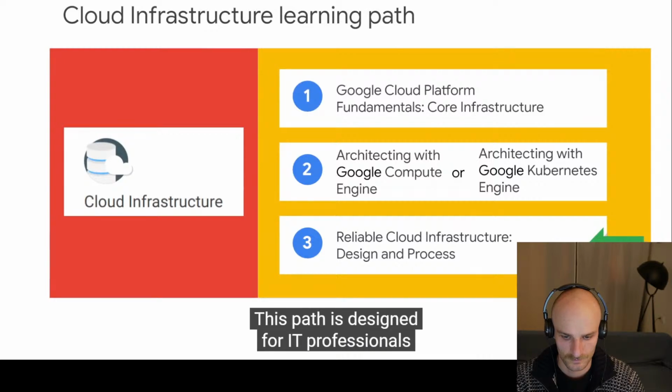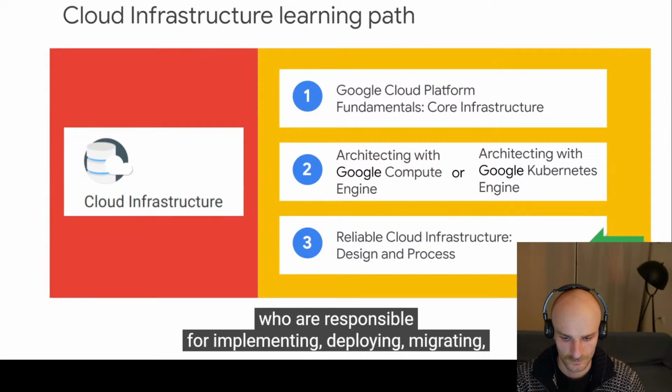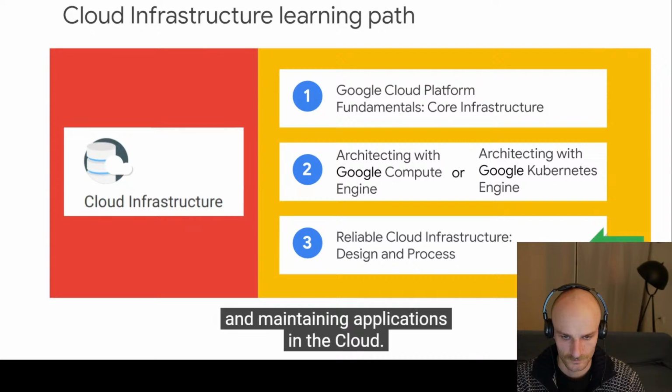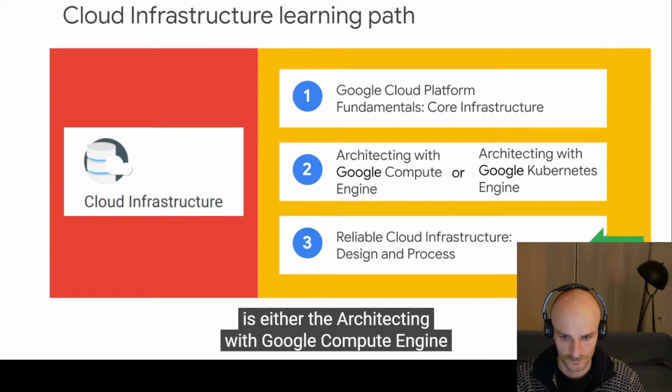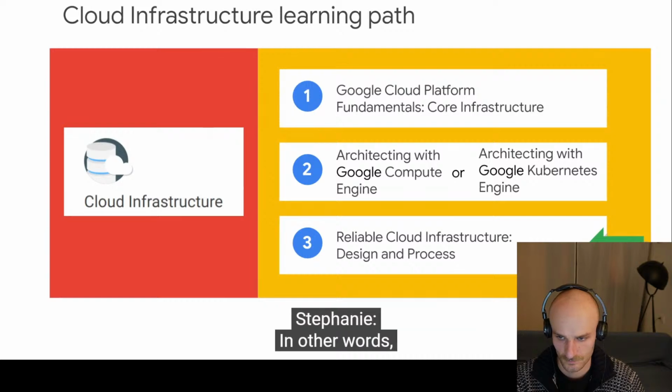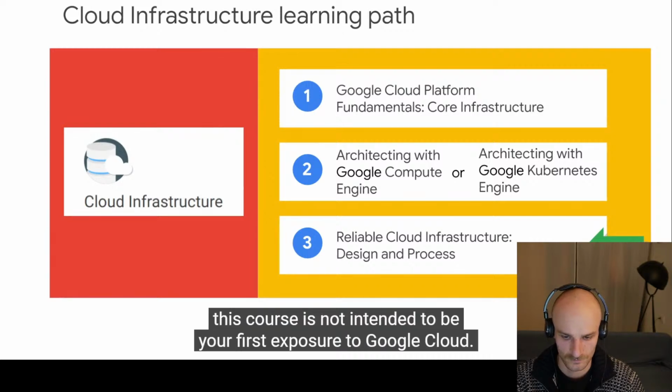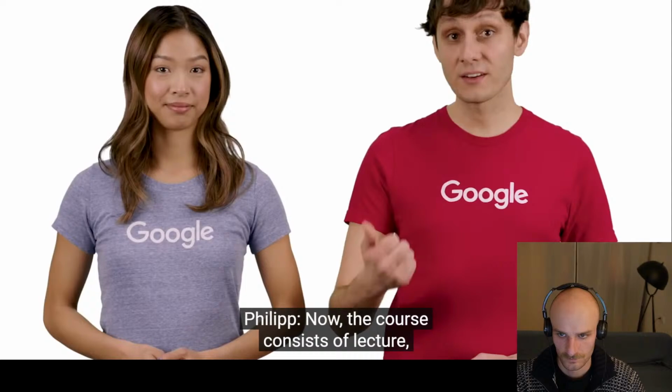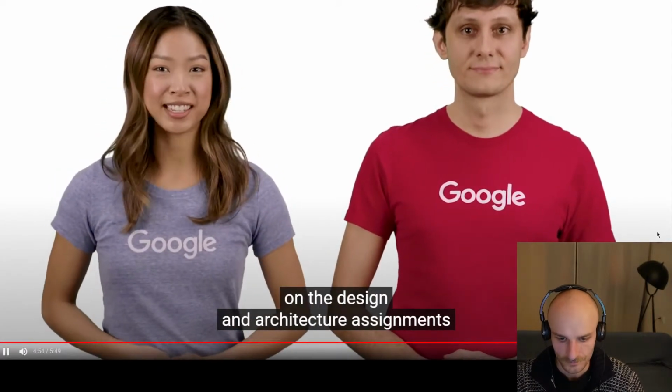This path is designed for IT professionals who are responsible for implementing, deploying, migrating, and maintaining applications in the cloud. The prerequisite for this course is either the Architecting with Google Compute Engine or the Architecting with Google Kubernetes Engine course. In other words, this course is not intended to be your first exposure to Google Cloud. Now, the course consists of lectures, design activities, and hands-on labs. You should spend a significant amount of time on the design and architecture assignments we will give you.